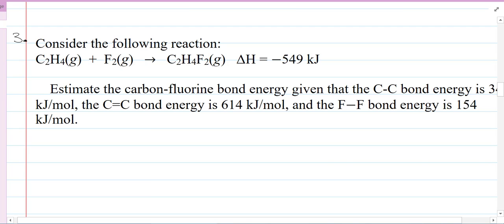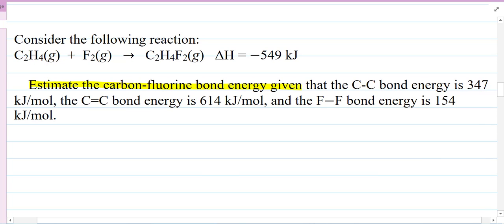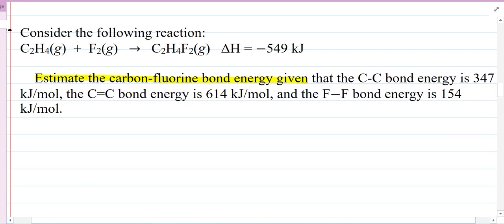Consider the following reaction: C2H4 plus F2 going to C2H4F2. It gives you delta H. We are to estimate the carbon-fluorine bond energy. It gives you the CC bond energy is 347 kilojoules per mole, C double bond C is 614, and FF is 154. So I'm giving bond energies here.